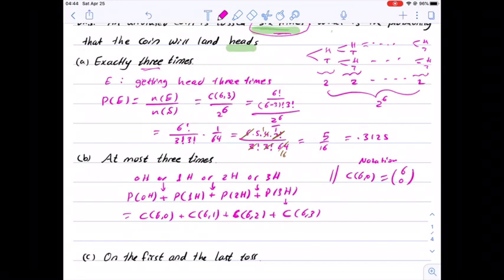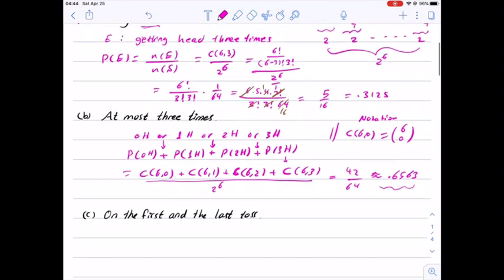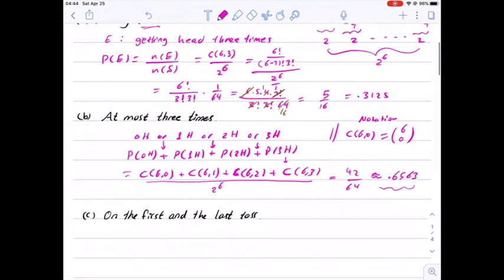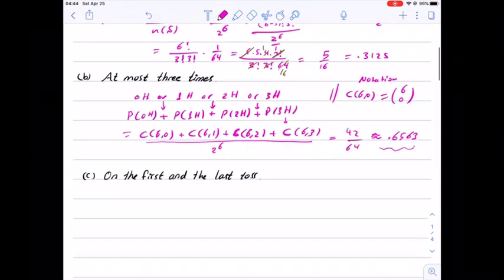Now we divide by the number of elements of the outcomes of the sample space, which is 2 to the power 6. Computing this, we get 42 over 64, which can be approximated as 0.6563. This is the probability, and as you notice here, the probability is less than 1 and greater than or equal to 0. The probability cannot exceed 1.